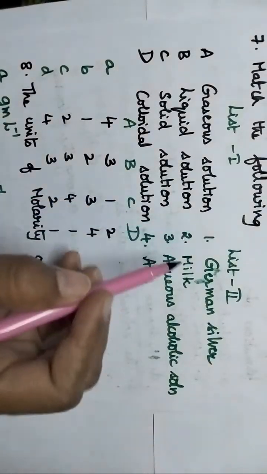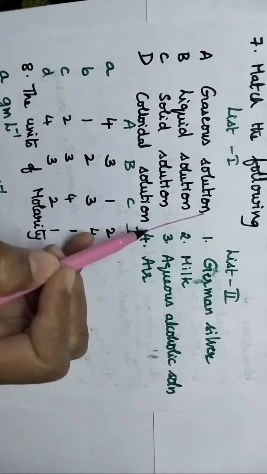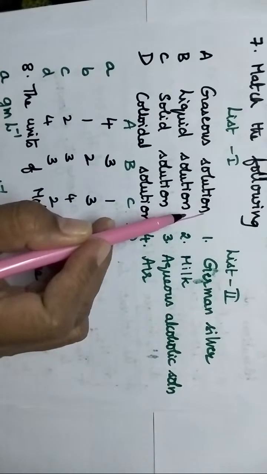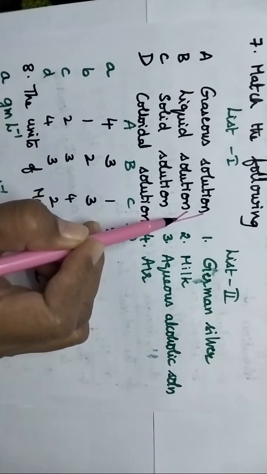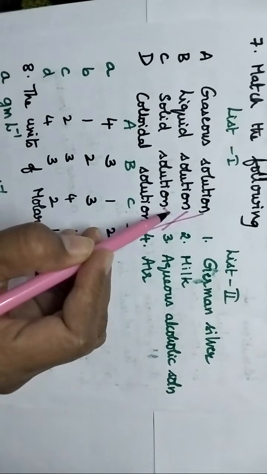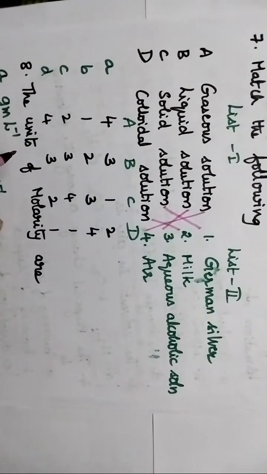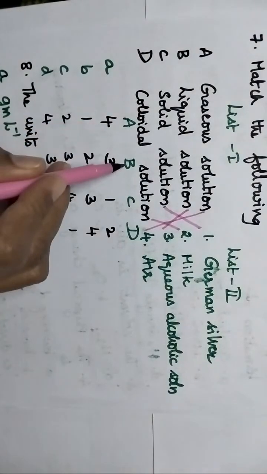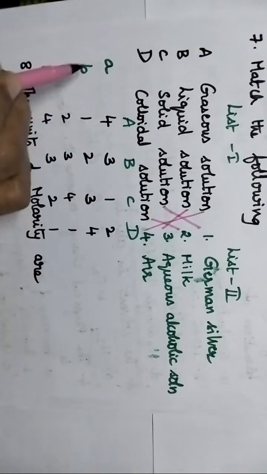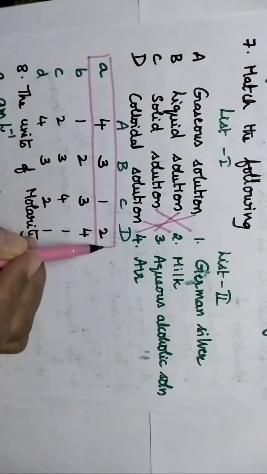So, gaseous solution means air is the gaseous solution. Aqueous alcoholic solution is the liquid solution. German silver is the solid solution. Milk is the colloidal solution. So, here the right option is A. A4, B3, C1, D2. So, what is the right option? Option A is the right answer.